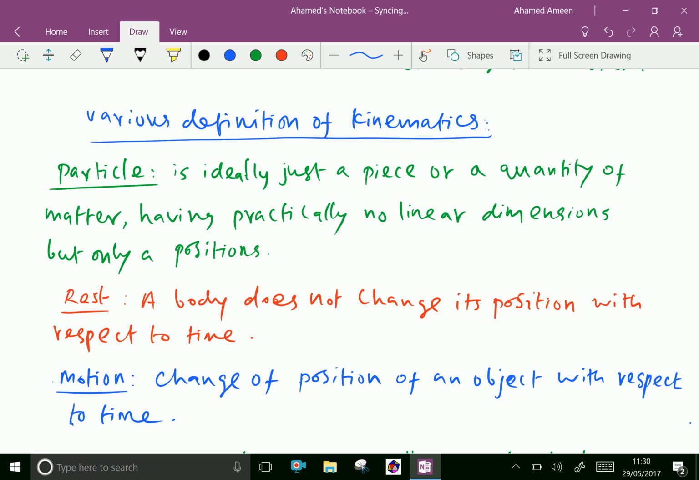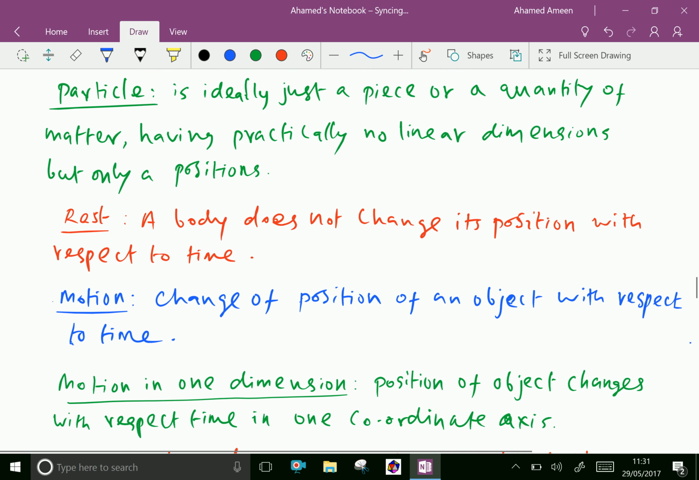Various definitions of kinematics. First, particle. A particle is ideally just a piece or a quantity of matter having practically no linear dimensions but only a position. It is very difficult to define a particle because the definition says there are no linear dimensions, but it has only a position.